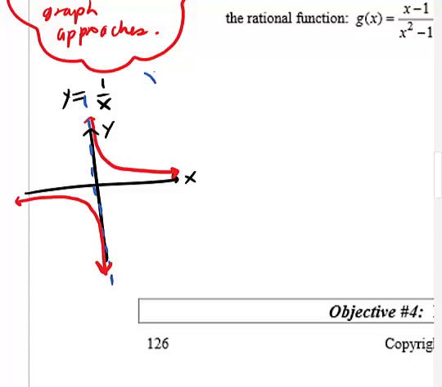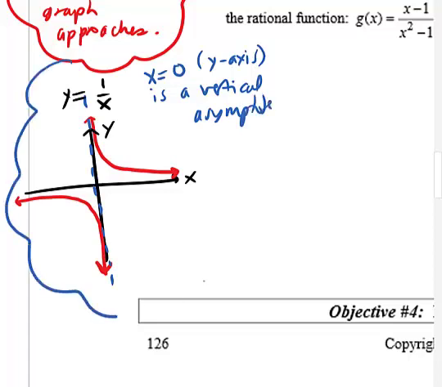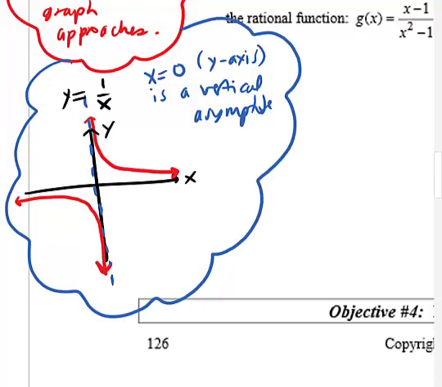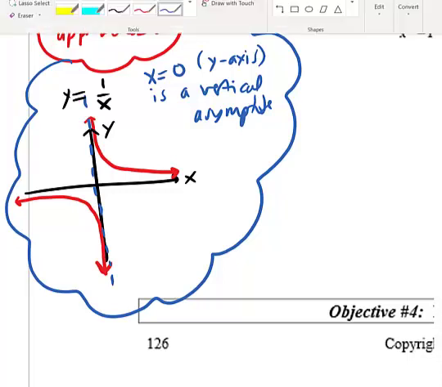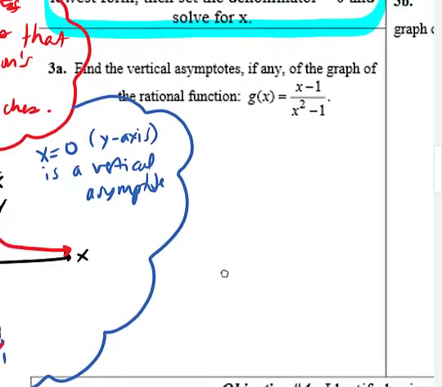So x equals 0, which is the y-axis, is a vertical asymptote of y equals 1 over x. And actually, y equals 1 over x is a rational function, just the simplest one you could possibly think of. And there actually is a horizontal asymptote too, but we haven't really talked about that yet. That's kind of the idea behind it.